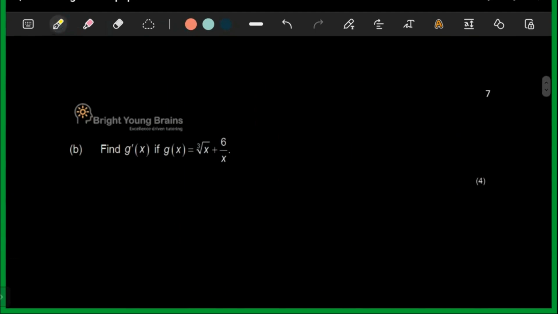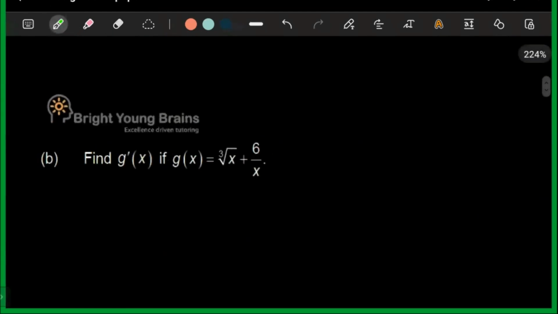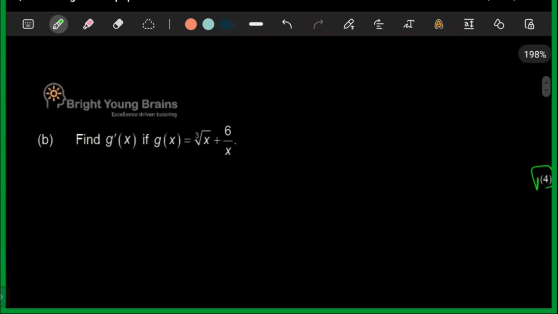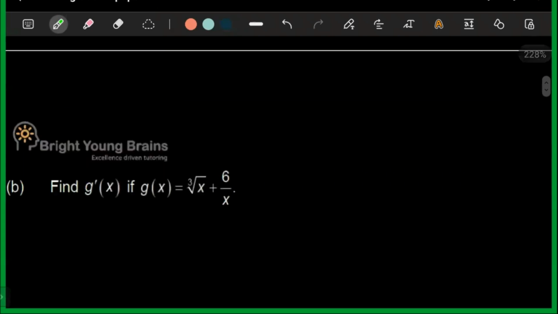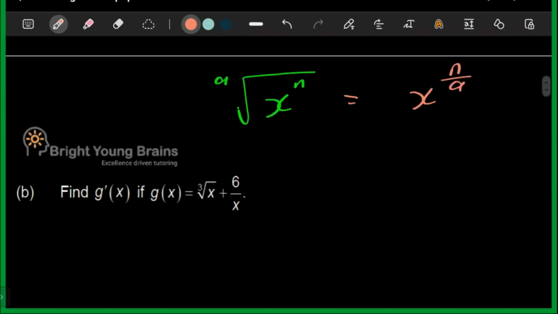B here says the following. You want to find g prime. You want to differentiate, right? It's a 4-mark question. Differentiating this expression, you can see that what you do is anything under a square root symbol, right? There's a value here and there's a value there. The value outside, you always have to put it under the value inside there. So n over a is what you have.